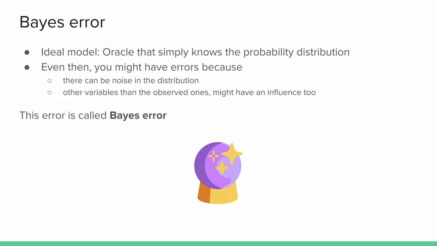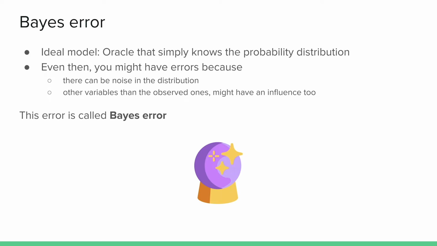One more term that you should be aware of is the so-called Bayes error. An ideal model, if you think about it, would be an oracle that simply knows the underlying probability distribution, and whenever you show it something, gives you more or less the correct answer. But even if you have such an oracle that knows the underlying distribution, you can still have errors. Why? Because there can be noise in the distribution: even if you know the true underlying distribution, the sample that you're drawing your examples from can have some noise.